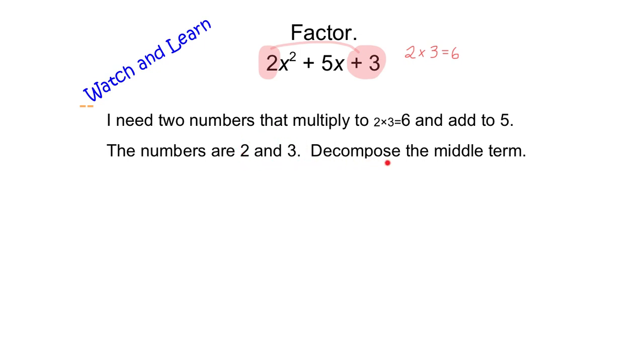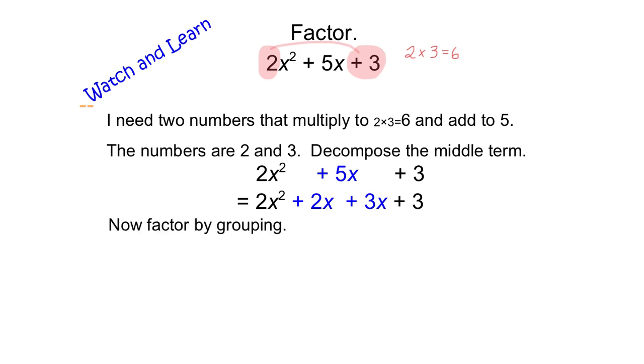Now I'm going to decompose the middle term. So here's what I mean. I take my expression 2x squared plus 5x plus 3, and I'm going to split that middle term into 2 terms. 2x plus 3x. Do you see that 2x plus 3x is 5x? I've just, instead of simplified, I've broken it down. I've decomposed it. And now we're going to factor by grouping.